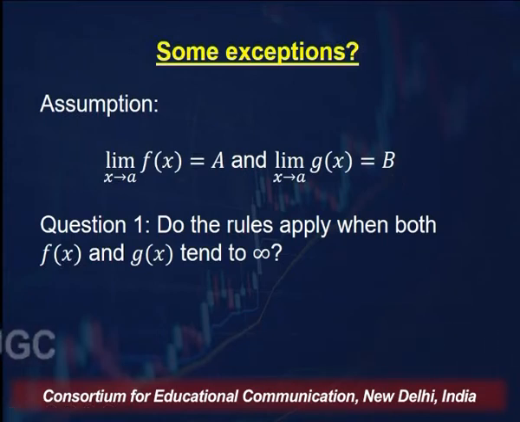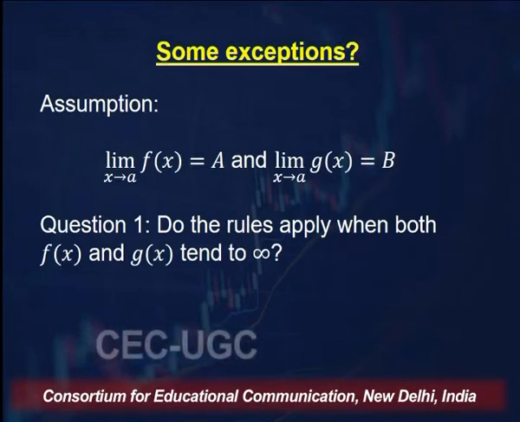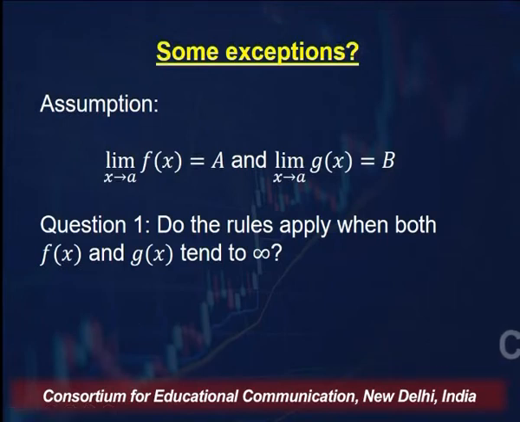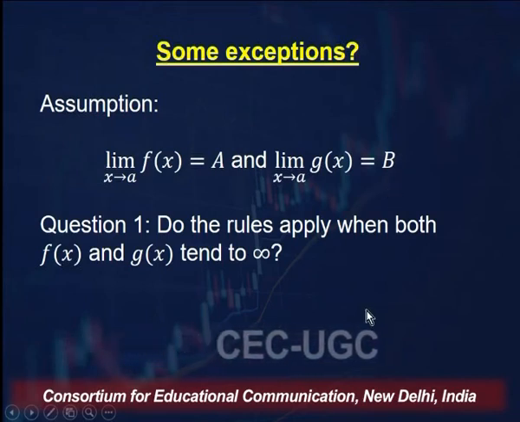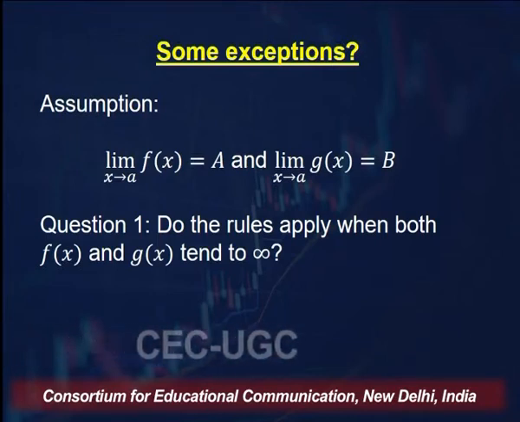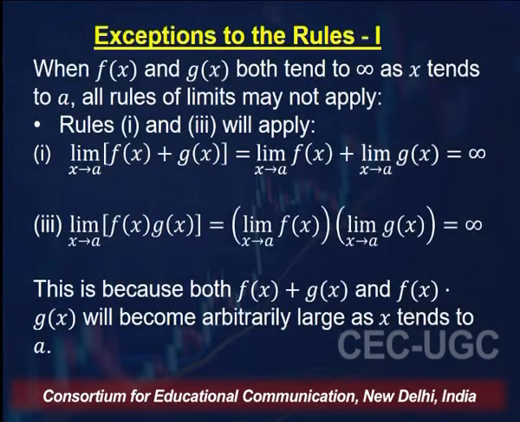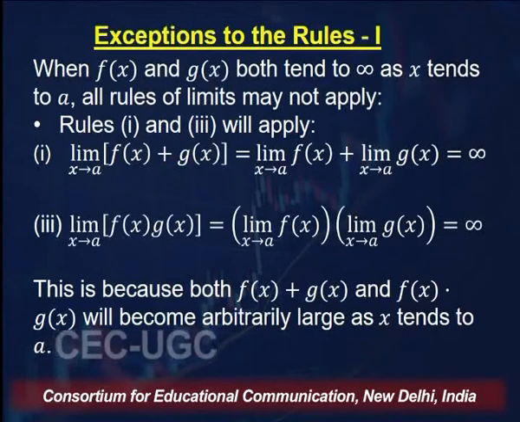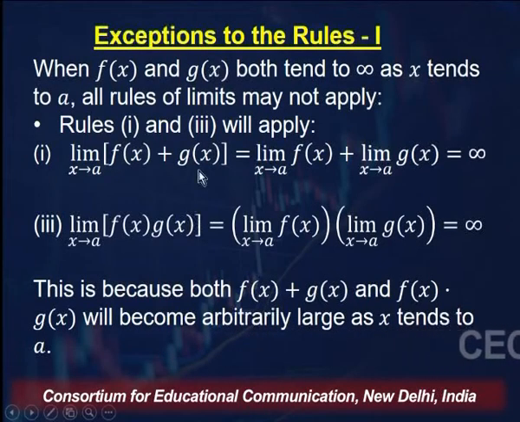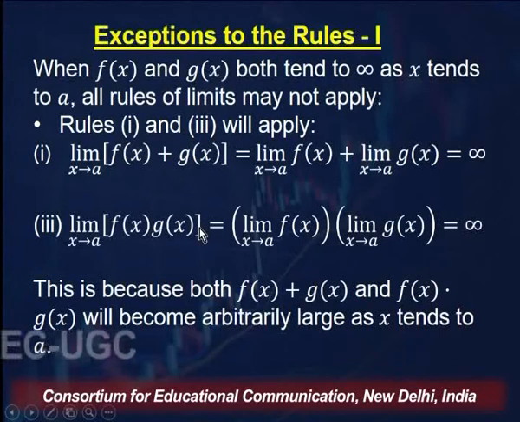The question we're now going to pose is: do the rules apply when both the functions f of x and g of x tend to infinity? So instead of having these finite numbers A and B, do the rules apply when both the functions tend to infinity? Let me talk about some of these rules. If both f of x and g of x tend to infinity, the rules relating to the sum of the two functions and the product of the two functions will apply.